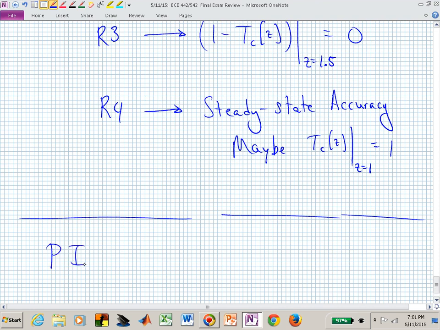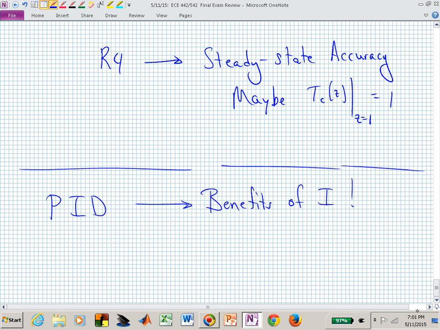We then moved on to PID controllers. This may be one of the powerful parts of this is the vowel, not the consonant part of PID, but the vowel part, the I. What is a benefit of this integrator? It helps us with our steady state accuracy.